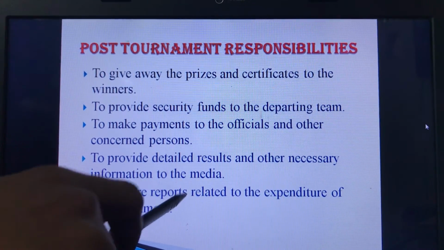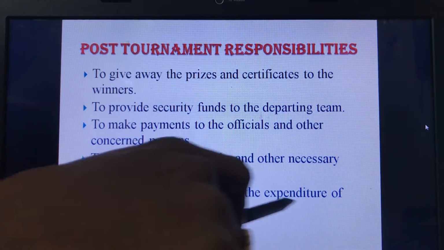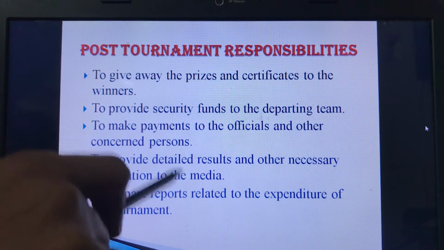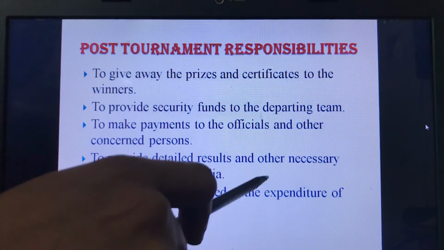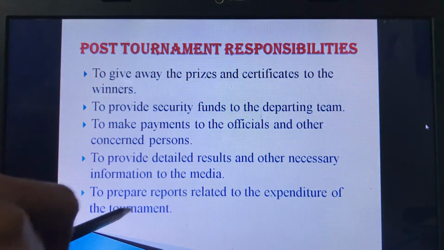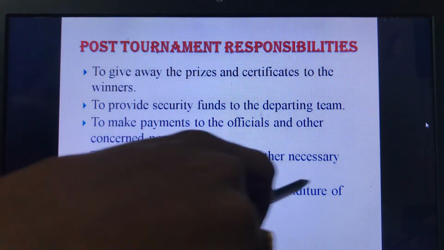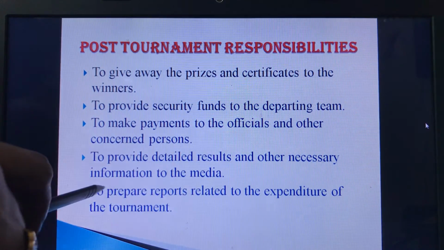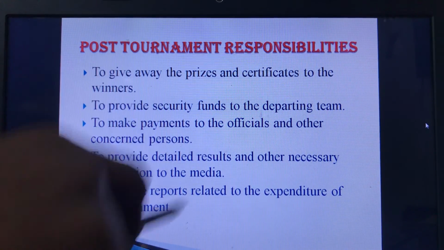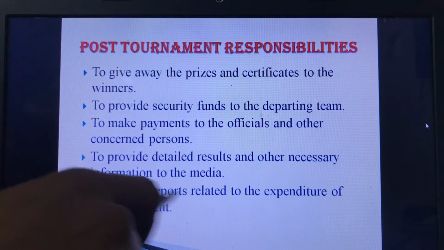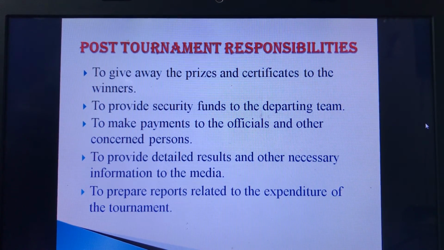And to prepare reports related to the expenditure of the tournament. This is a very, very important point. We have to prepare a report: how much was our budget, and how much we spent? How much was the income, how much income we got through advertisement or anything, and all these things we have to do. This report is very important. It will help us to plan very well for the next year or next time. So these are all the post-tournament responsibilities.